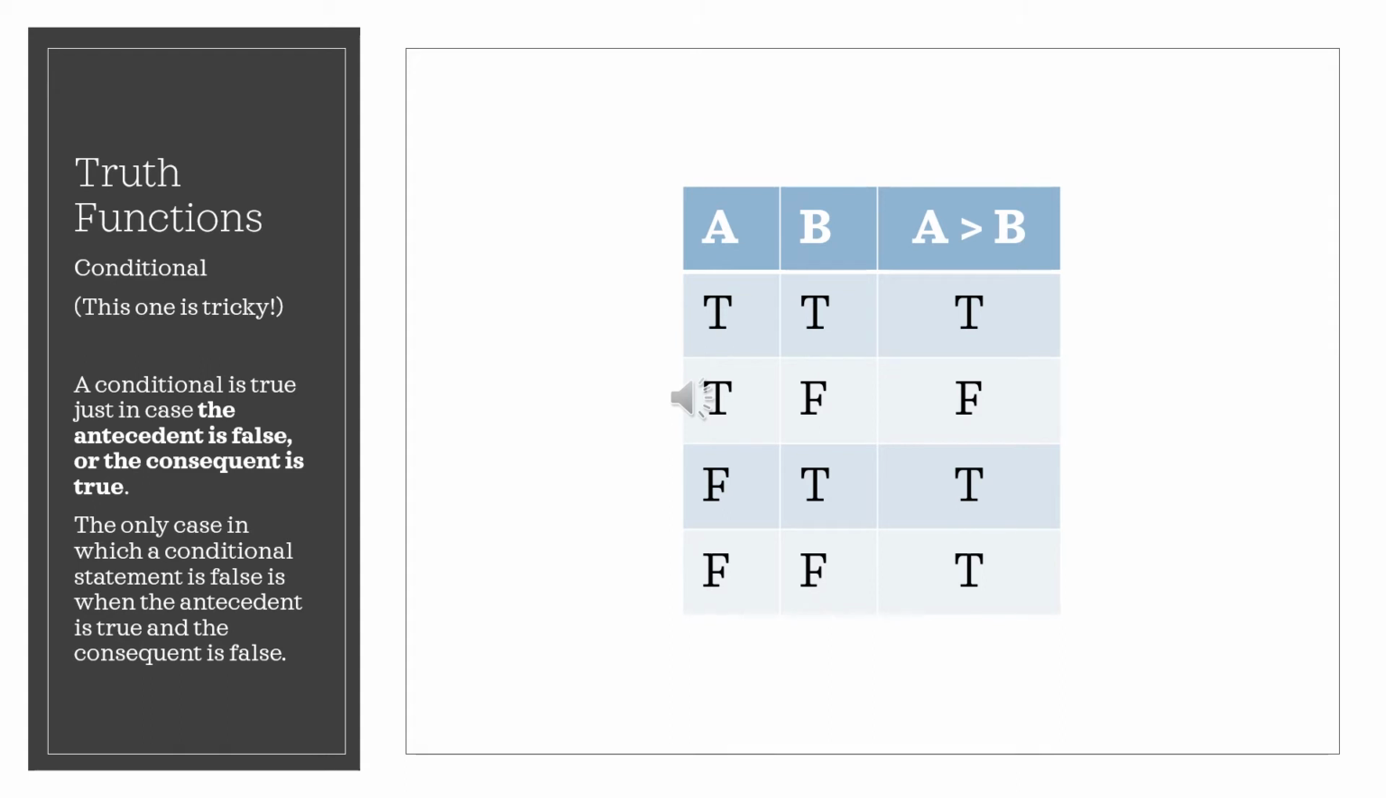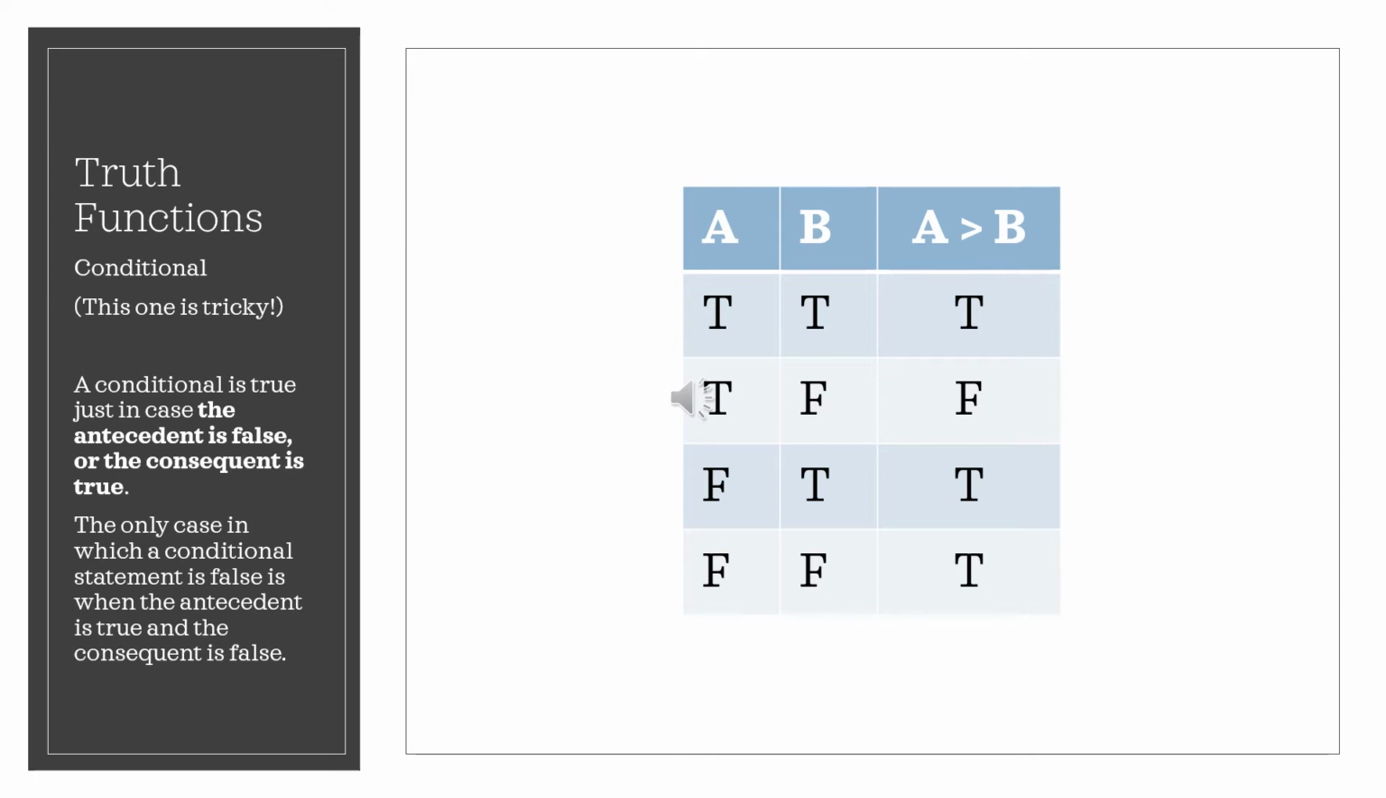Finally, we have the truth function of the conditional. The conditional is a little bit more tricky, and you've got to pay a little bit more attention to the actual truth function here. A conditional statement is true just in case either the antecedent is false or the consequent is true. And remember, the antecedent is the first half of the conditional, the left-hand side, and the consequent is the right-hand side, the second half of the conditional. Another way of thinking about it is the antecedent is the if part and the consequent is the then part.